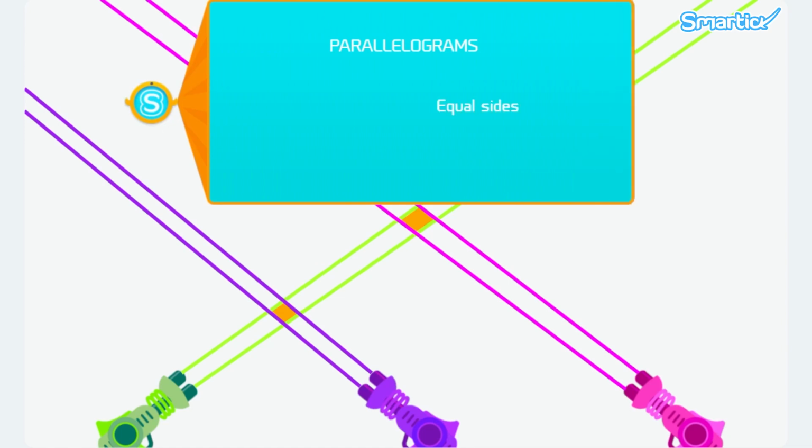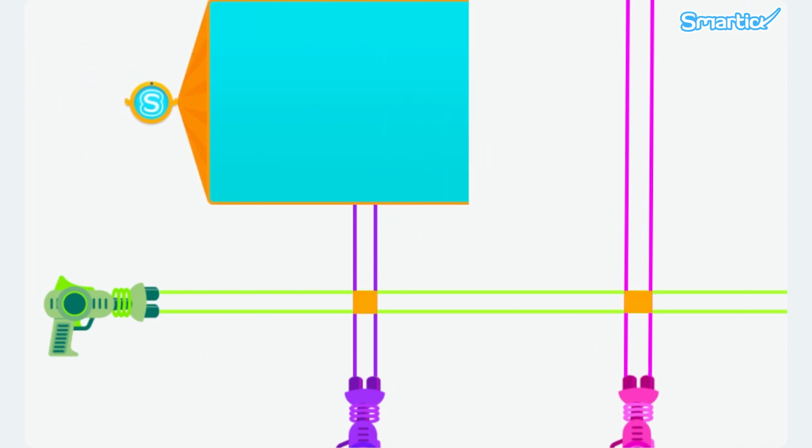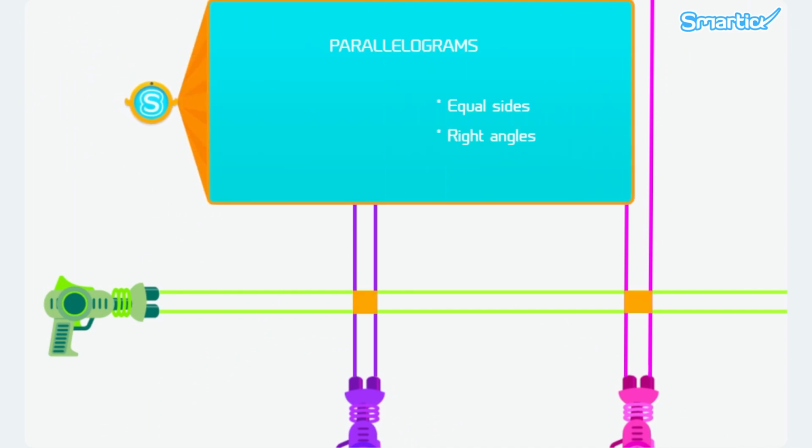Parallelograms that have equal sides are called rhombuses, and those that have different sides are called rhomboids. Parallelograms that have equal sides and four right angles are called squares, and those that have different sides but four right angles are called rectangles.